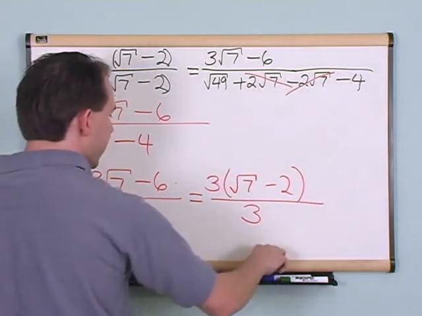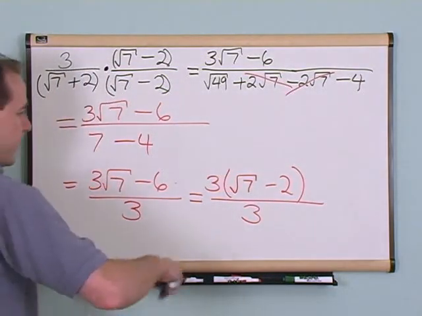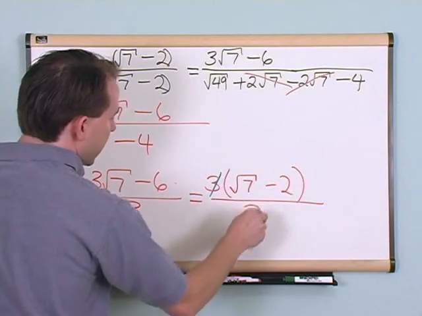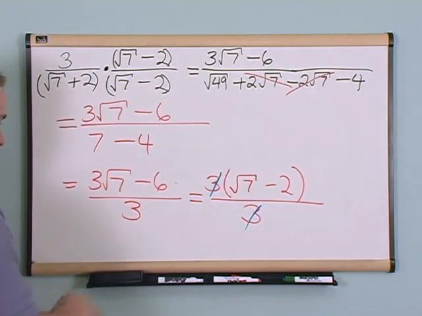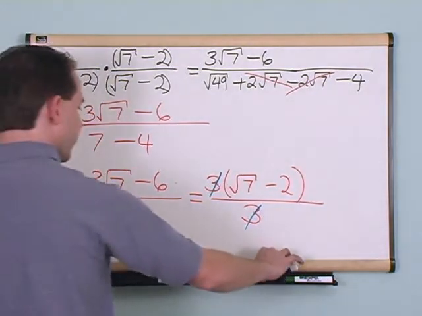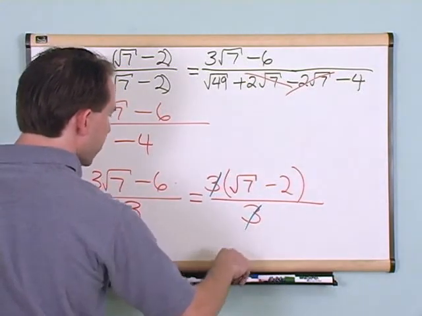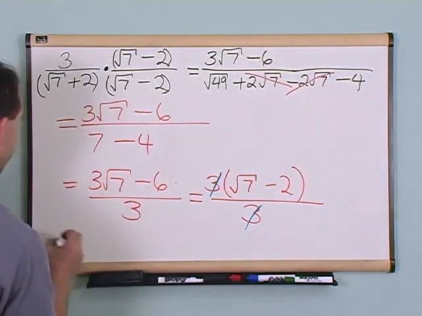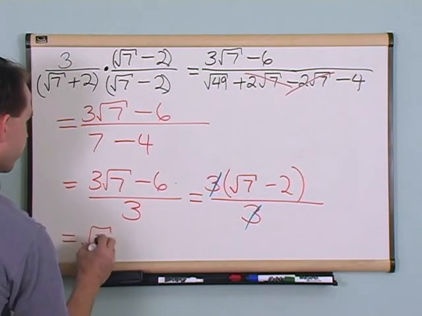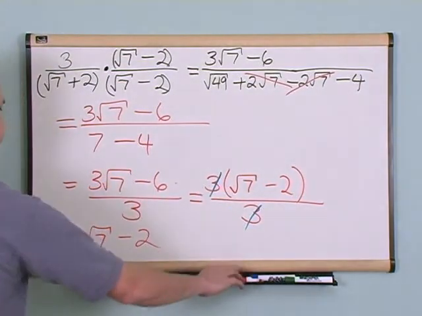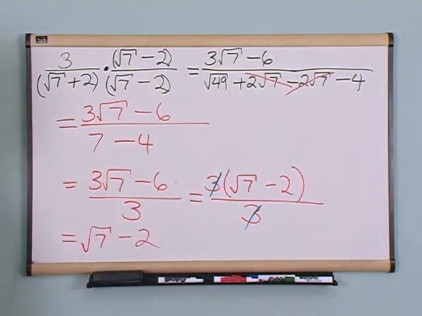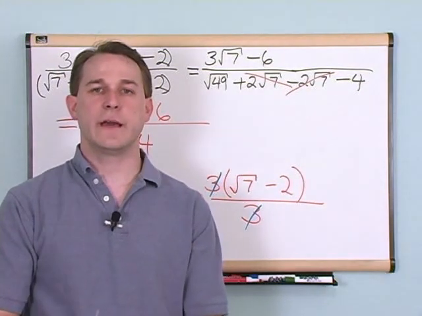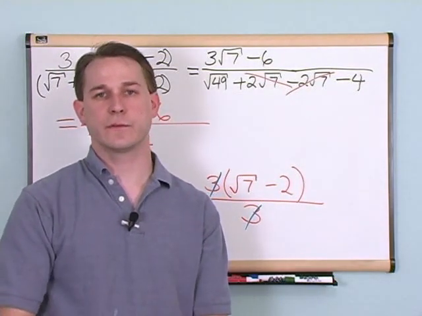Once I pull the 3 out, I'll notice immediately that on the top I'll have a 3 and on the bottom I'll have a 3. So those things will cancel because 3 divided by 3 is 1. So in the end, your final answer will just be square root of 7 minus 2. And that'll conclude how to multiply and divide radicals in algebra.